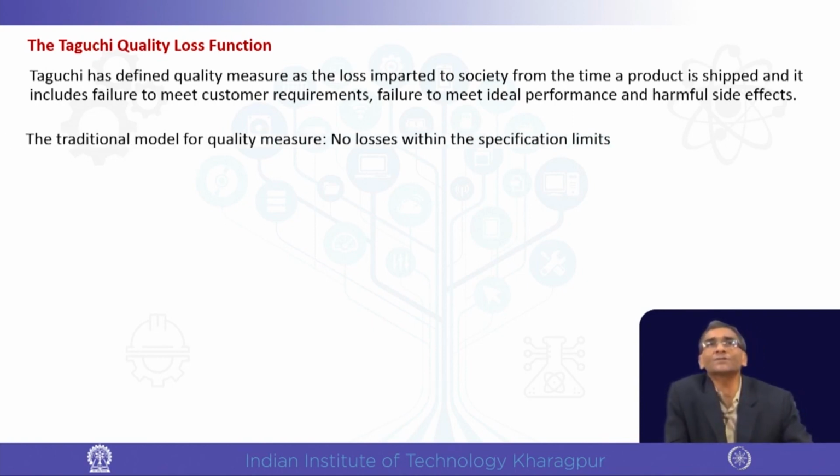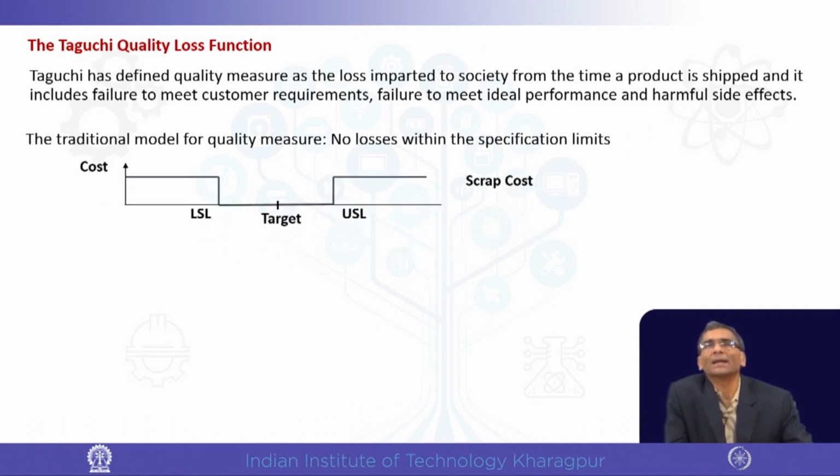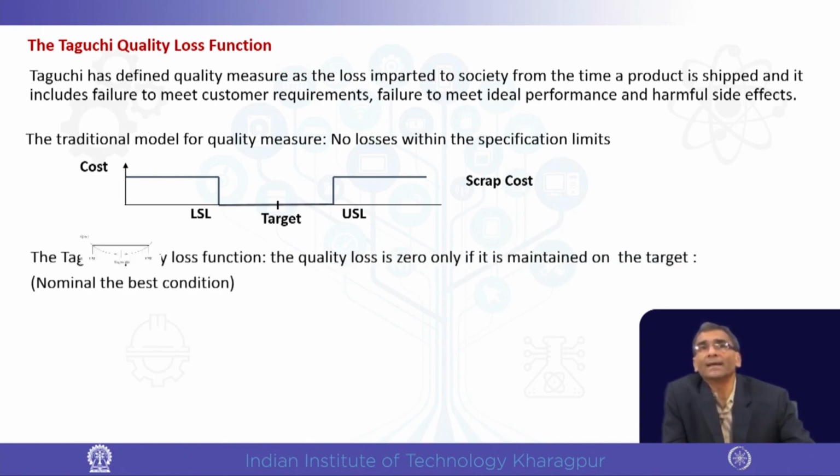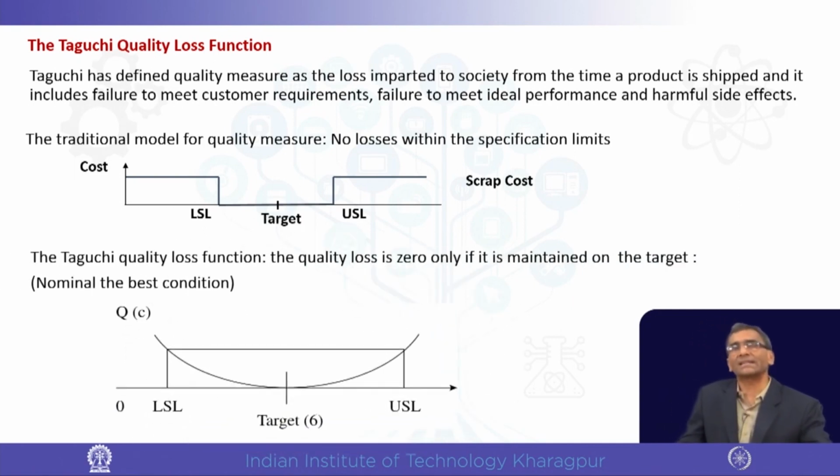In Taguchi's loss function, the traditional model has an upper specification limit and a lower specification limit. The target is in between, because if it crosses the upper limit we reject, and if it crosses the lower limit we reject. You have learned that very well in your earlier studies. But Taguchi has proposed that the loss function should be perceived differently: even if you are within specification limits, if you move away from your target, the cost to society is up.